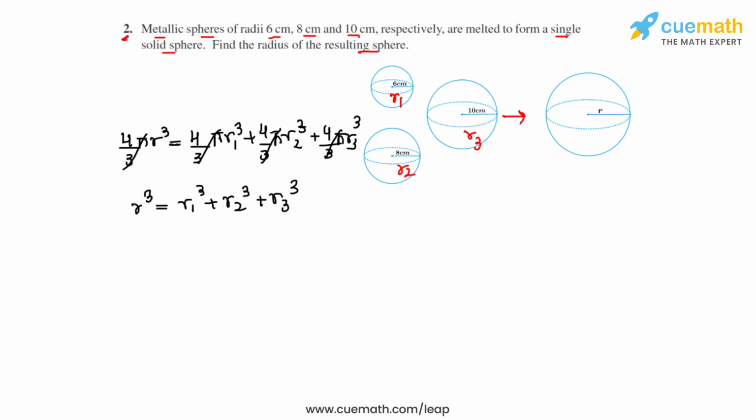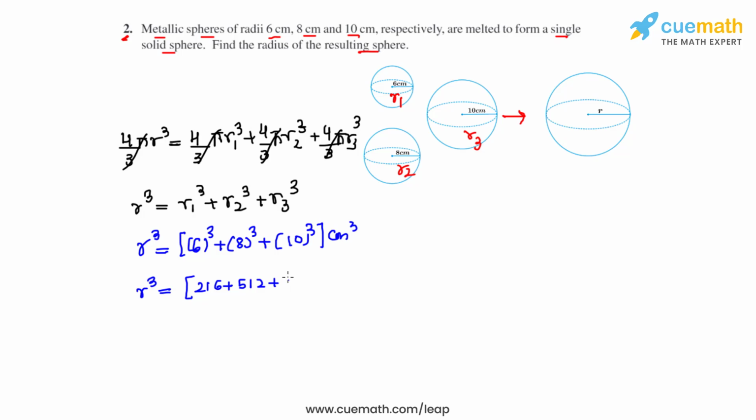So now let's substitute these values as we know the values of r1, r2 and r3. So we get R cube to be equal to 6 cube plus 8 cube plus 10 cube, so we will get R cube to be equal to 216 plus 512 plus 1000 centimeter cube.